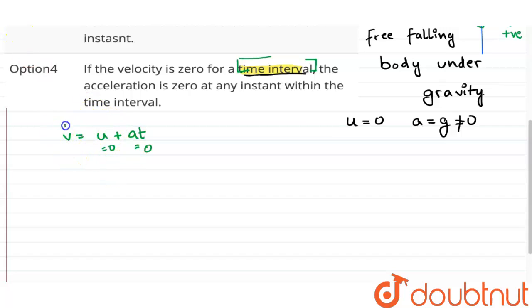So from this equation, we observe that if velocity has to remain 0, acceleration needs to be 0 as u is already 0. So option 4 is also correct, that if velocity is 0 for a time interval, the acceleration is 0 at any instant. For every instant, acceleration needs to be 0 for v to be 0. Okay, thank you.